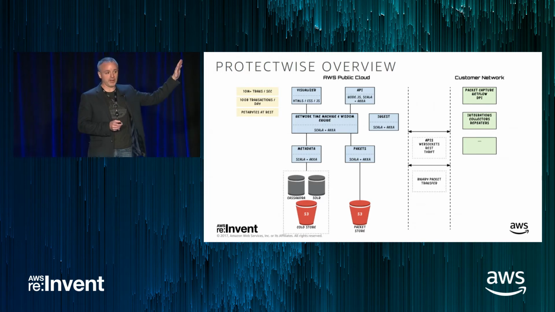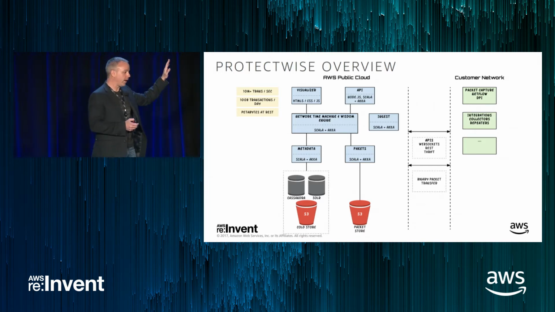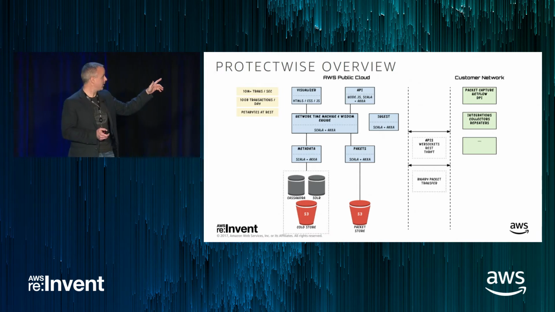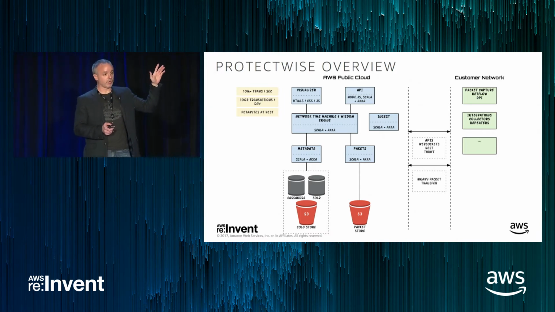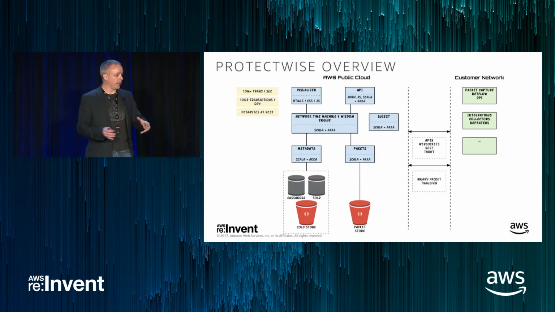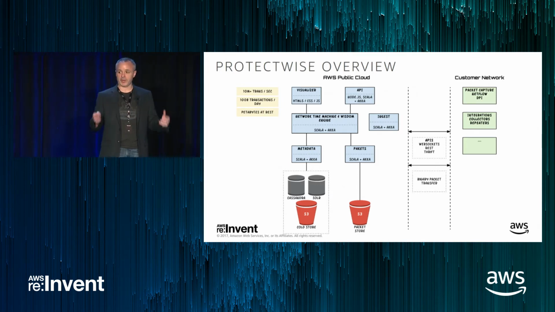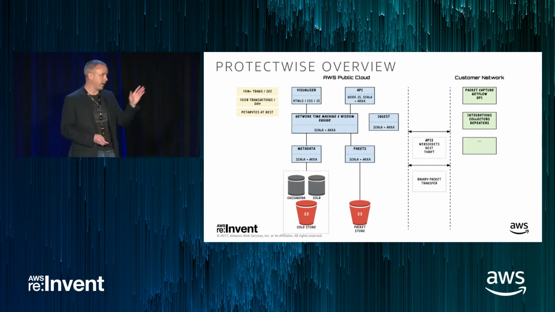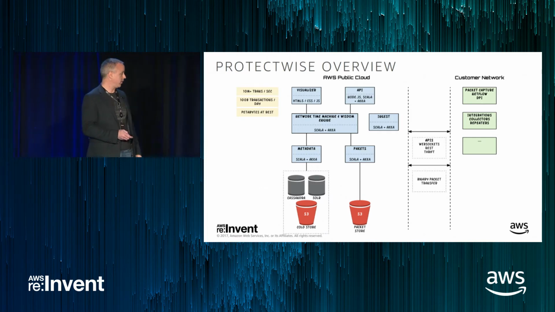Here's a really basic architectural overview. ProtectWise is a cybersecurity company. We actually have a data platform running inside of AWS, and it consumes a tremendous amount of data. It has a lot of data in motion, a lot of data at rest, and it uses this data in a very aggressive manner in order to detect threats and attacks, these types of things.